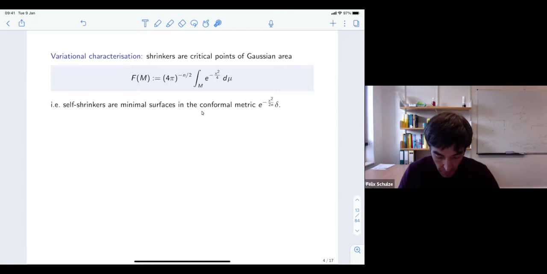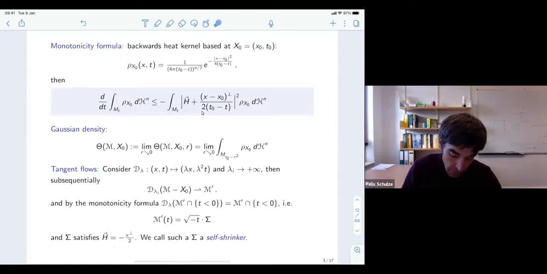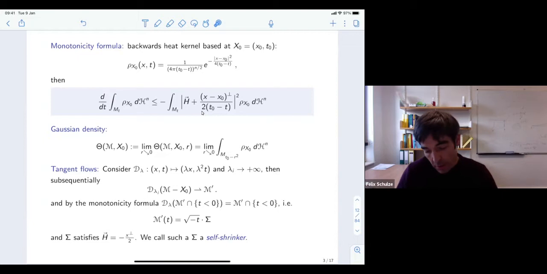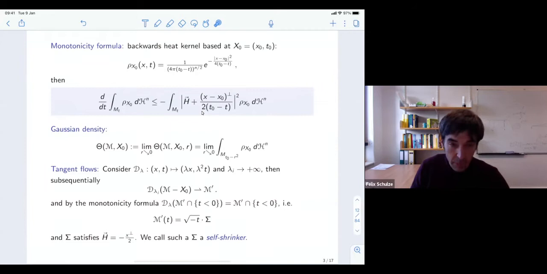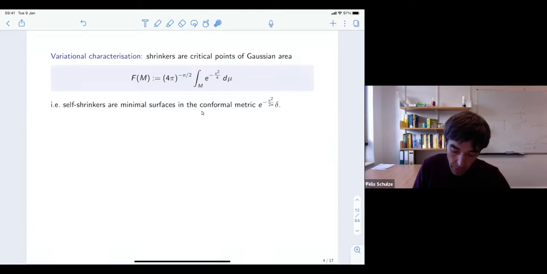Now there's another characterization of these self-shrinkers, which will be important later. You look at this and think, is this possibly an Euler-Lagrange equation of a good functional? The mean curvature is the Euler-Lagrange equation of the area functional, so how can we create this minus x perp over two? It doesn't take very long to come up with the following Gaussian area: if you integrate e to the minus x squared over four with respect to the area, then the Euler-Lagrange equation of that functional is exactly the shrinker equation. So these are critical points of this functional.